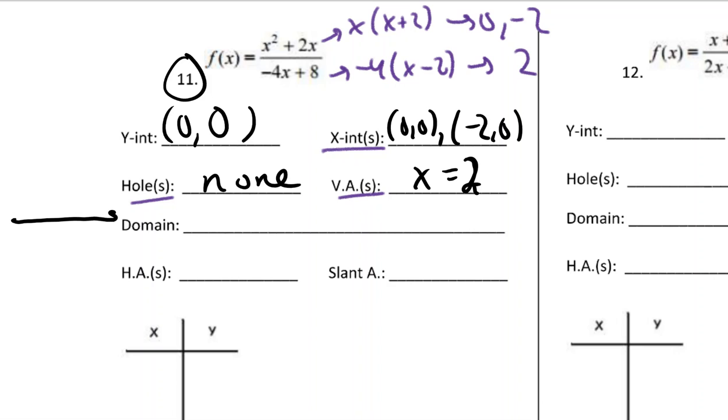Okay, so domain, we can plug in every x value we want to as long as it doesn't divide by 0. So I get to reuse this information. We can't plug in 2, but we can plug in everything less than 2 and everything more than 2.